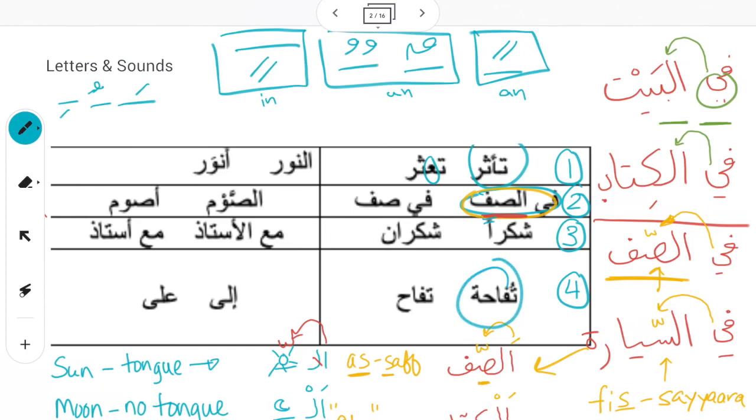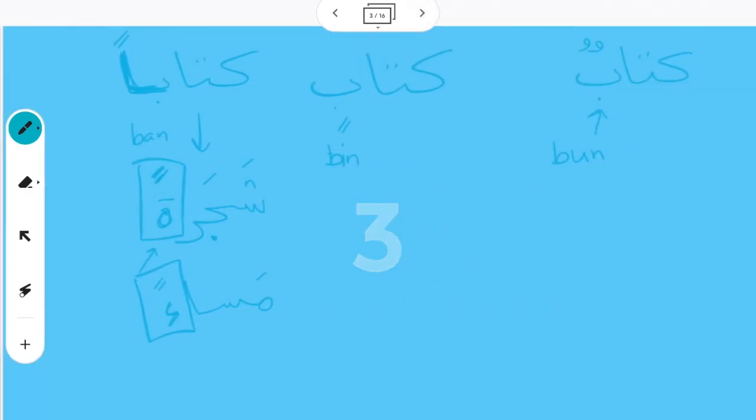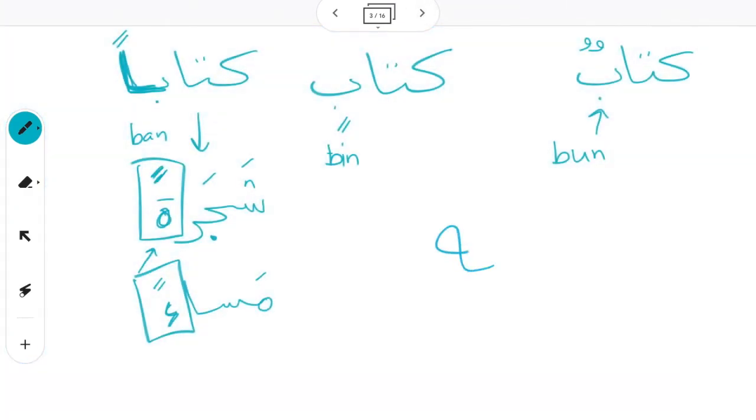Tufaha. What is this right here? That is what we call a ta' marbuta. That's how it's connected there. If it's not connected, it'll look like this. Tufaha. So remember, when it comes to gender, when a word ends in ta' marbuta, it's a feminine word.